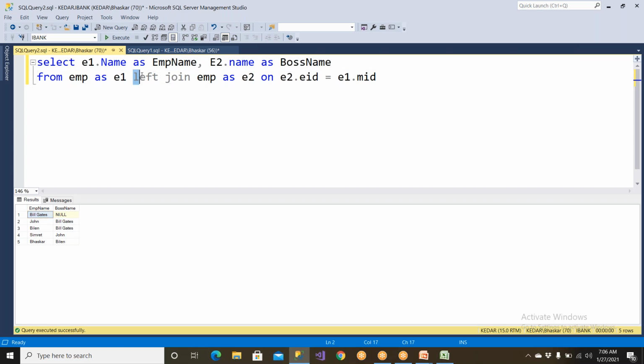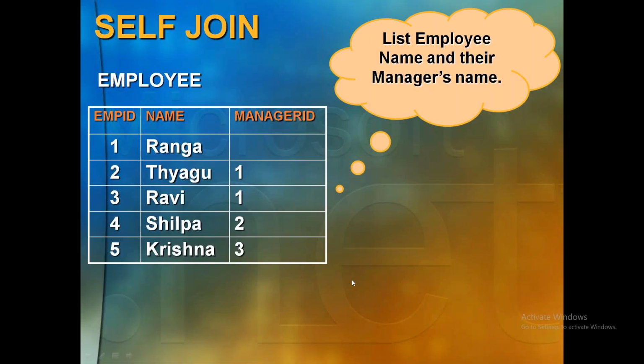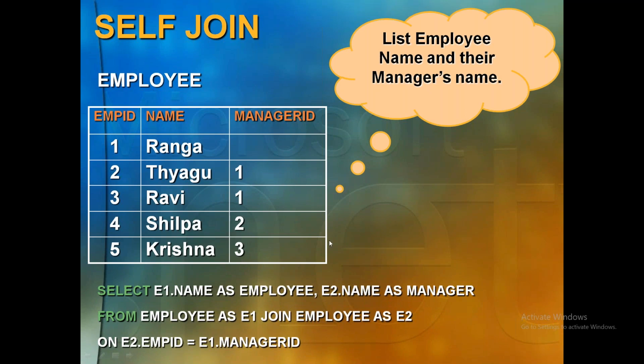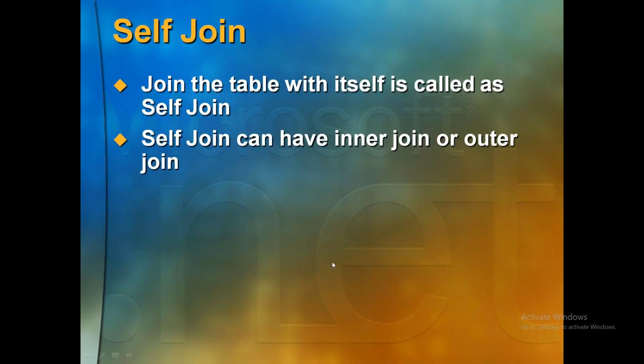So what are we going to do here? We are going to join the same table with itself, which is called a self join. Self join could be a normal inner join. It can be like this, or self join could be an outer join also. Clear? So that is very, very important. This is the query I'm talking about. It is self join. Joining the table with itself is called a self join. Self join can have inner join or an outer join.